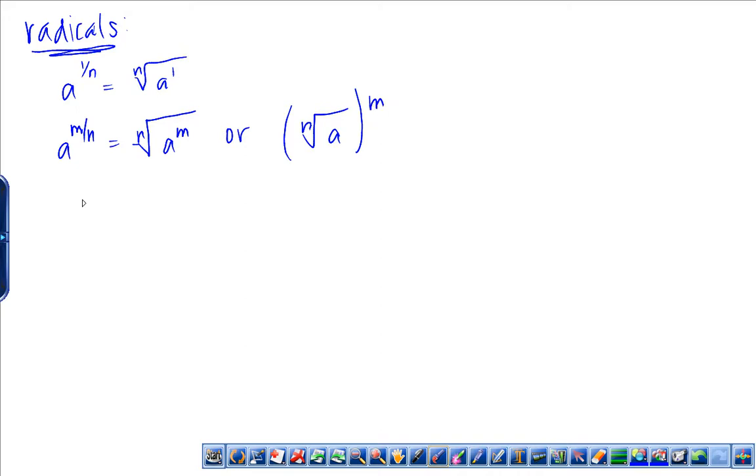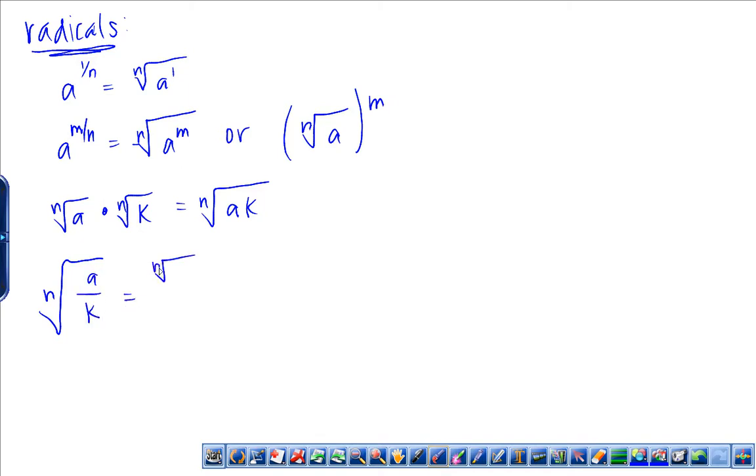Sometimes moving the m on the outside is a whole lot easier if you're squaring it or cubing it. What if I take the nth root of a and I want to multiply it times the nth root of k? Well, since these are the same root, I can rewrite that as the nth root of a times k. And same thing if you've got a division problem. If I've got the nth root of a divided by k, I can rewrite that as the nth root of a divided by the nth root of k.